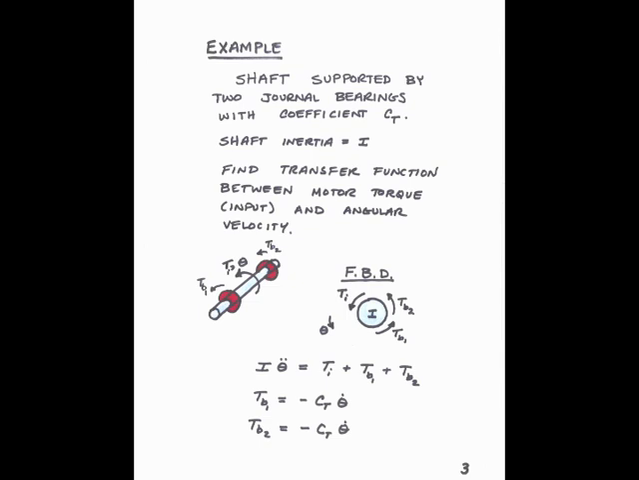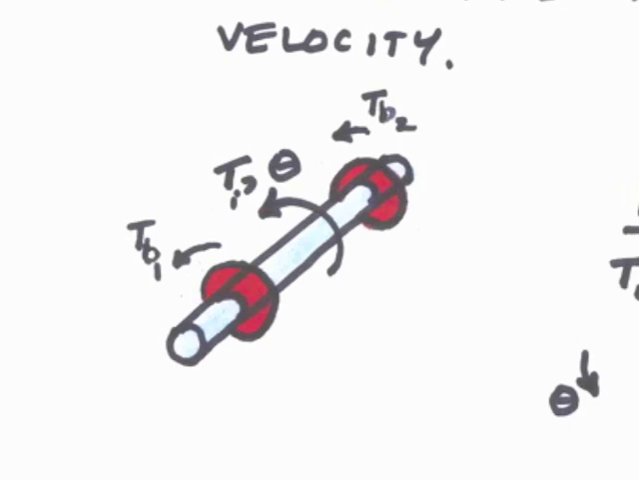Let's now do an example. We have a shaft supported by two journal bearings, each with a damping coefficient of Ct. The shaft's inertia is I, and we want to find the transfer function between a motor torque that's applied and the angular velocity of the shaft. The motor torque is labeled Ti. The bearing torques are labeled TB1 and TB2.